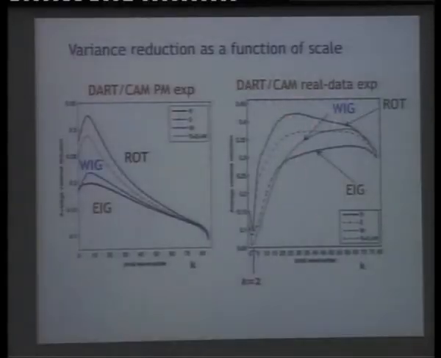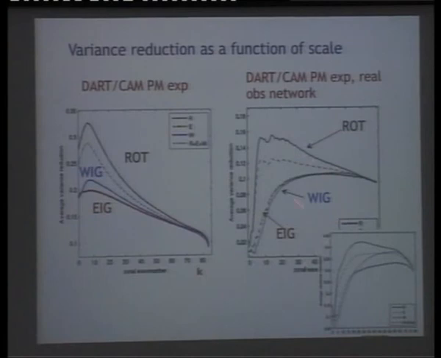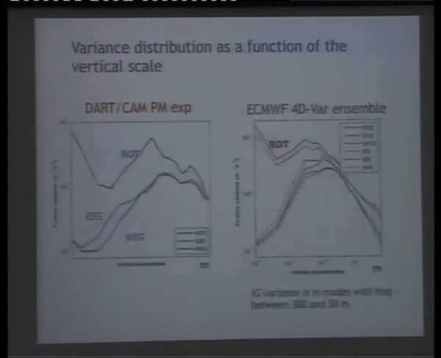If we take, instead of the perfect model, a real data DARTCAM, we get something completely different. And actually, we have published this last year. We have shown that covariance inflation, which we have to do in real operational ensemble Kalman filters, is really doing things to our data. Real nature is moisture coupled.